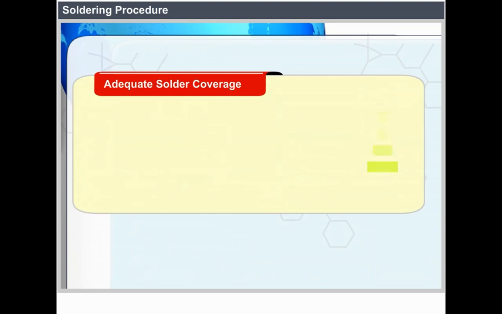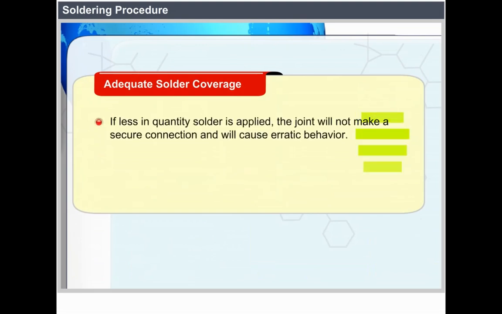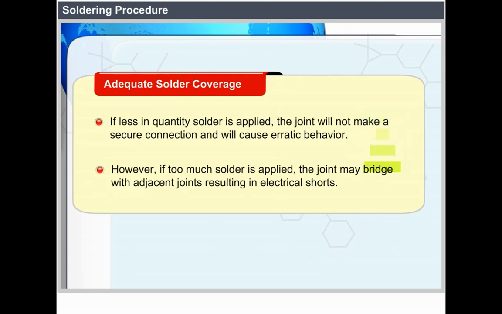Adequate solder coverage. If too little solder is applied, the joint will not make a secure connection and will cause erratic behavior. However, if too much solder is applied, the joint may bridge with adjacent joints, resulting in electrical shorts.